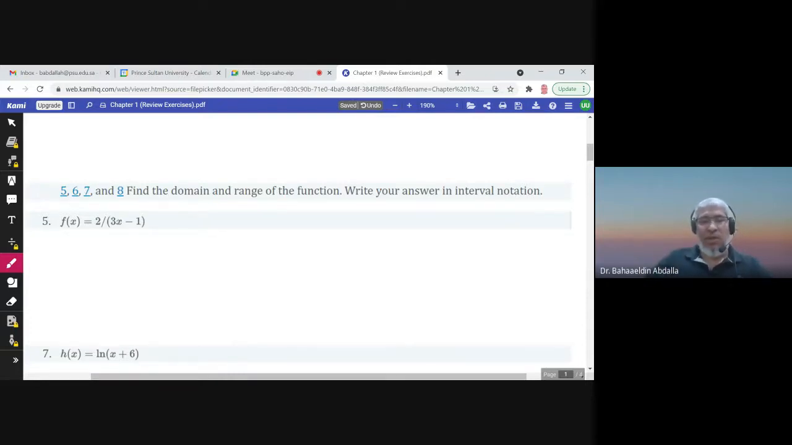Find the domain and range of each function. Write your answer in interval notation. This is a fraction, 2 over 3x minus 1. The denominator cannot be 0. So the number that makes the denominator 0 should be excluded from the domain. We can see that the number is 1 over 3. So the domain would be all real numbers except 1 over 3. Or we can write it from negative infinity to 1 over 3, union from 1 over 3 to infinity.